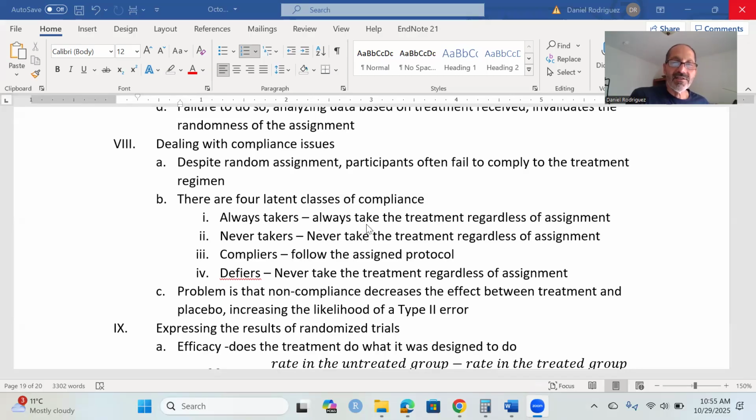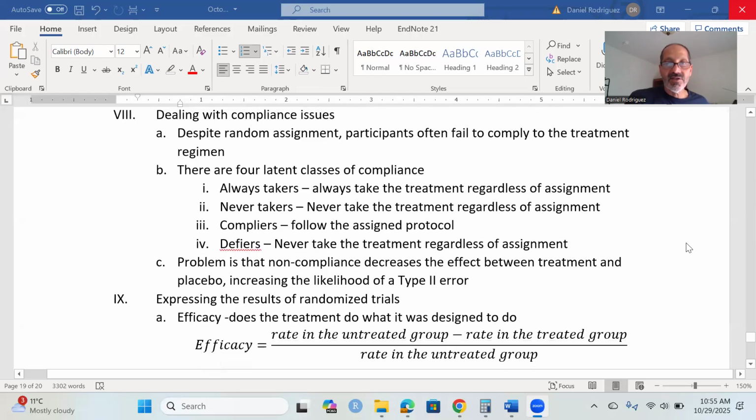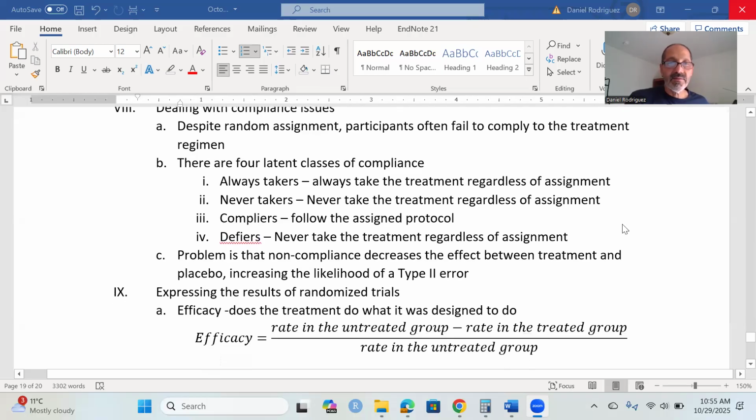There's always takers, who always take the treatment regardless of the assignment. So think about an aspirin study for heart disease. Some people will always take aspirin, regardless of whether you tell them, hey, while you're in here, don't take aspirin, but they're always taking it. Never takers are people who never take the treatment regardless of assignment. The only ones not taking the treatment should be in the control group.